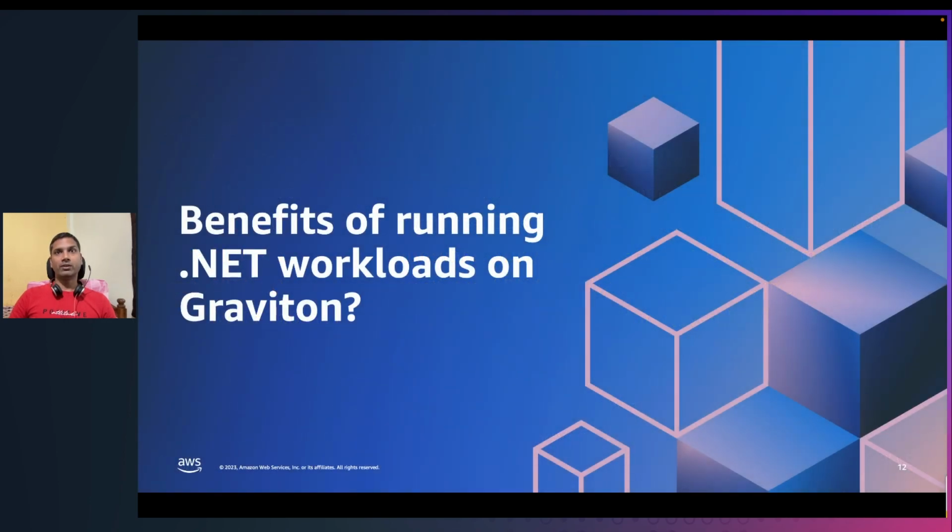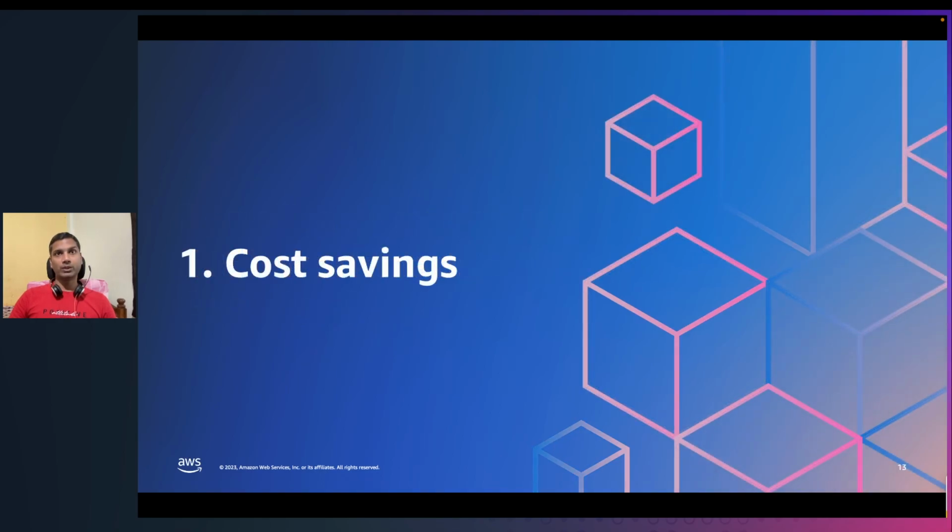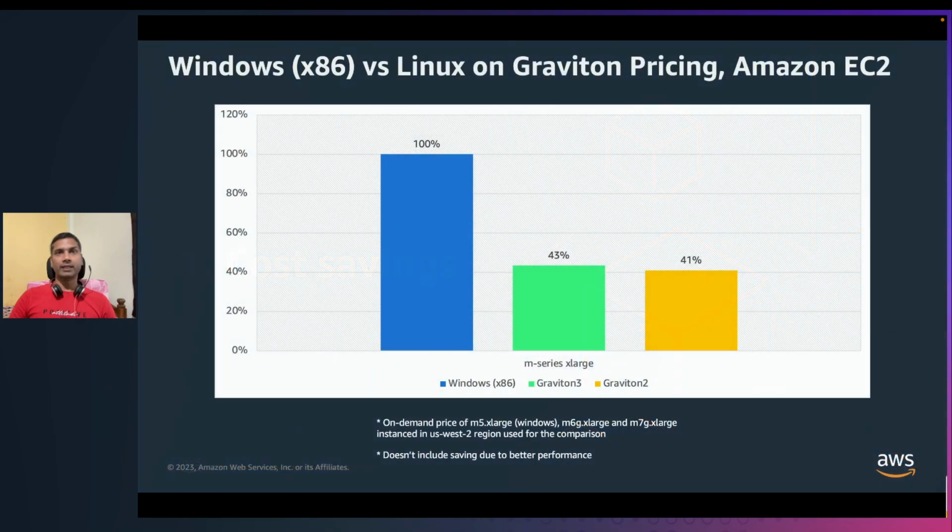Now, let's talk about the benefits of running .NET workloads on Graviton powered instances. The first one is cost saving. Here, I am showing a comparison between Intel powered Windows instances and Graviton powered Linux instances in the Oregon region. However, the saving shown here is more or less the same in other regions as well. As compared to Windows instances, Graviton 2 powered instances are 59% less expensive and Graviton 3 powered instances are 57% less expensive. So, you save significantly when you move your workload from Windows to Graviton powered instances.